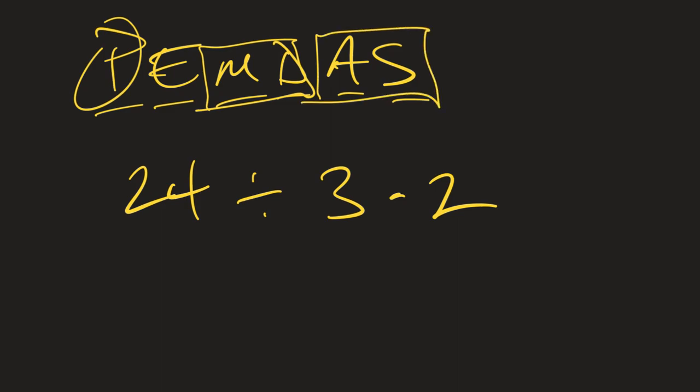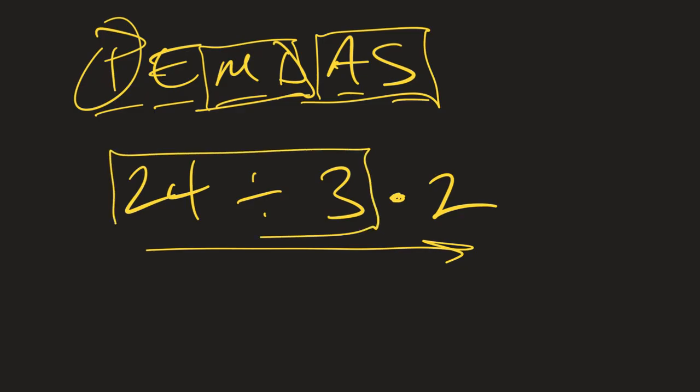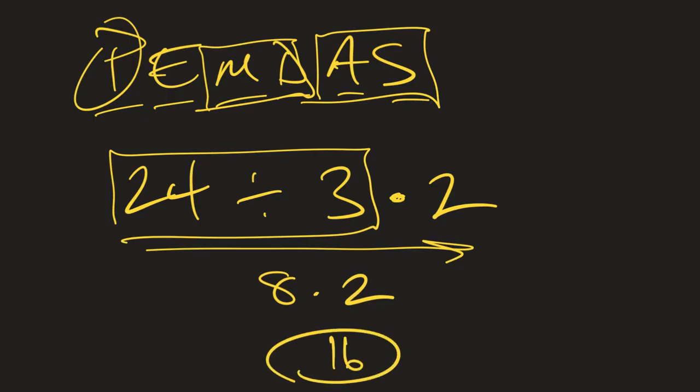For example, if you have a problem that only contains multiplication and division, you are going to work this from left to right. So we will do 24 divided by 3 first, which would be 8. Then we'll multiply that by 2, which would be 16. So left to right when faced with only multiplication and division.